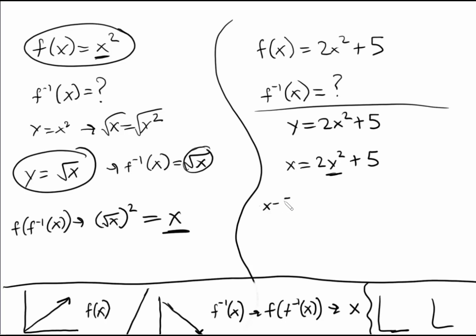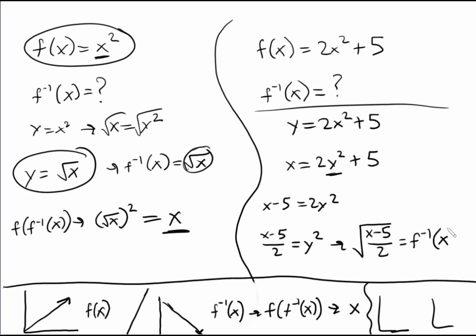So we get x minus 5 is equal to 2y squared. Divide both sides by 2. You get (x minus 5) over 2 is equal to y squared. And finally, the final step, you square root both sides. And your inverse becomes the square root of (x minus 5) over 2 is equal to f of -1 of x.